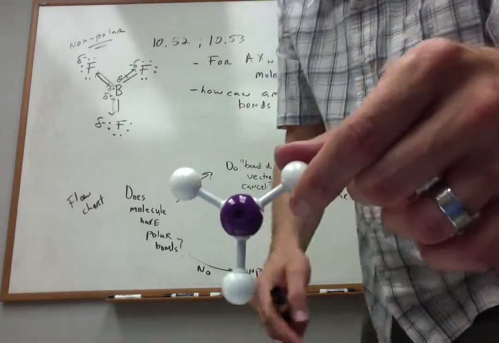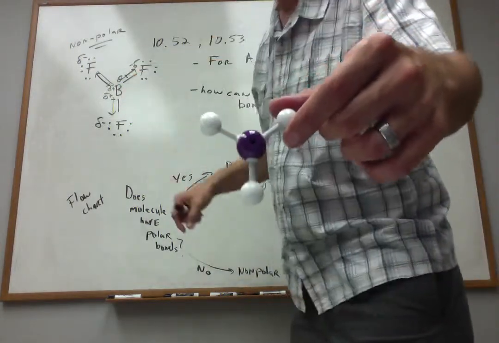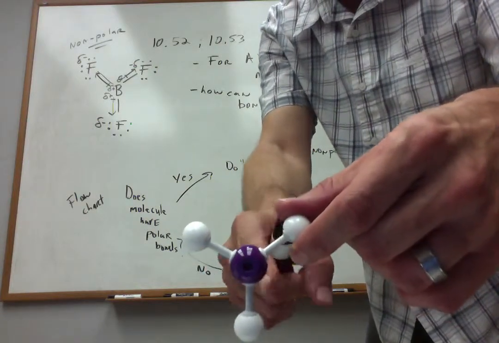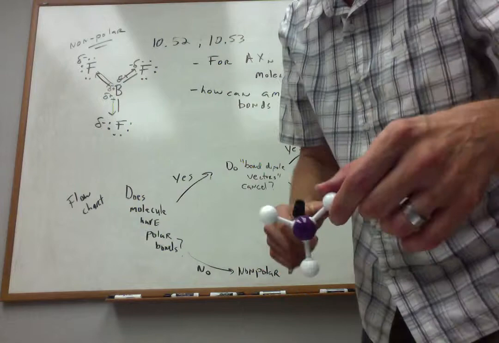These arrows always point to the negative end of the bond. Okay, so there'd be an arrow here along this bond axis, here, and along this bond axis. There's 3 arrows, okay, one along each bond axis.